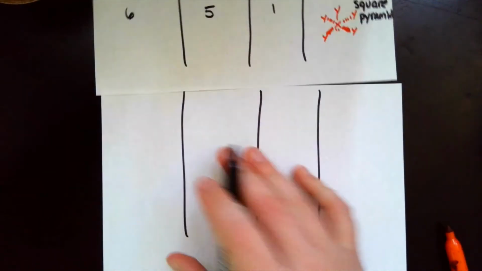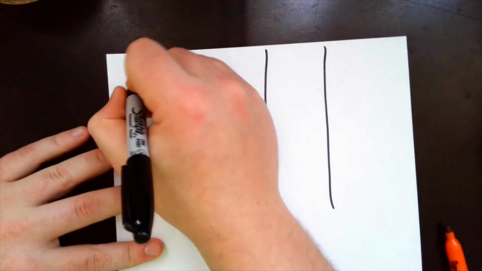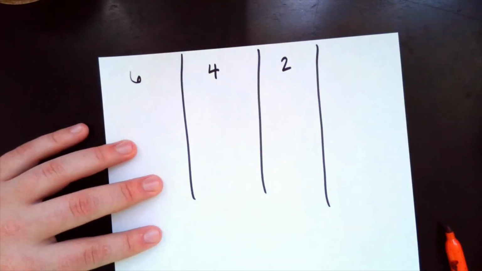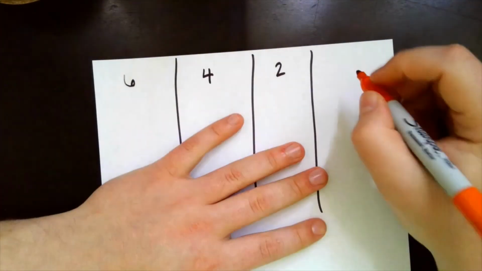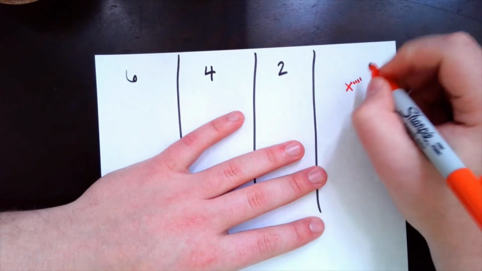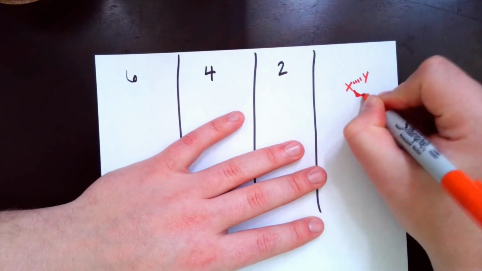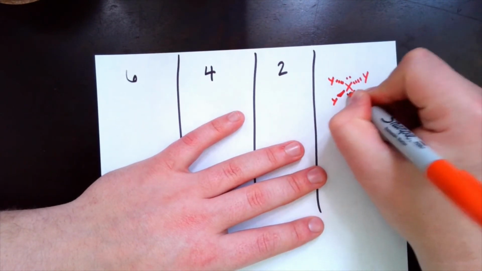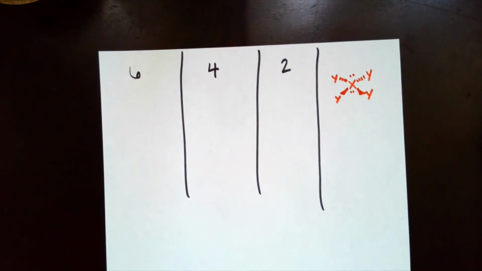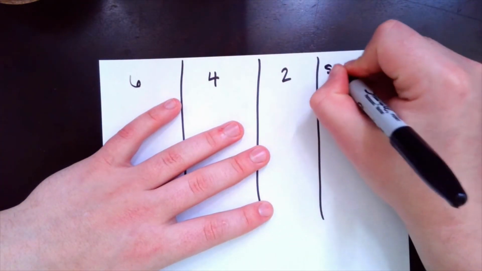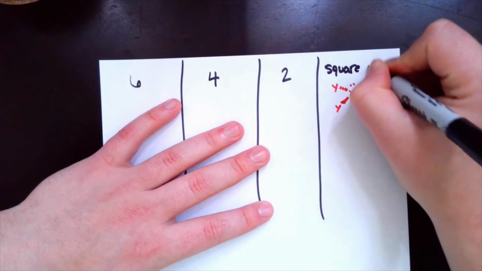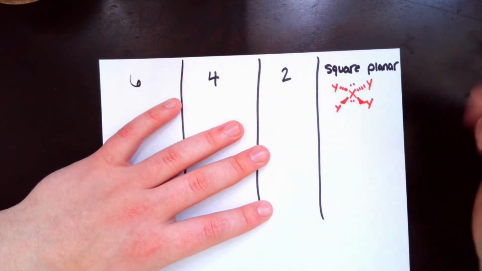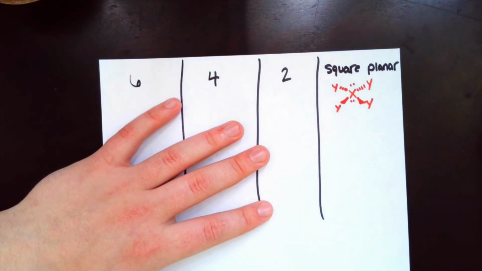So now if we have 6 domains, and 4 of them are bonds, 2 are lone pairs. So now both axial positions are going to be lone pairs. So we got one up above and one below, and that's called square planar. This word planar comes from the fact that all of the bonding domains are in the same flat plane.